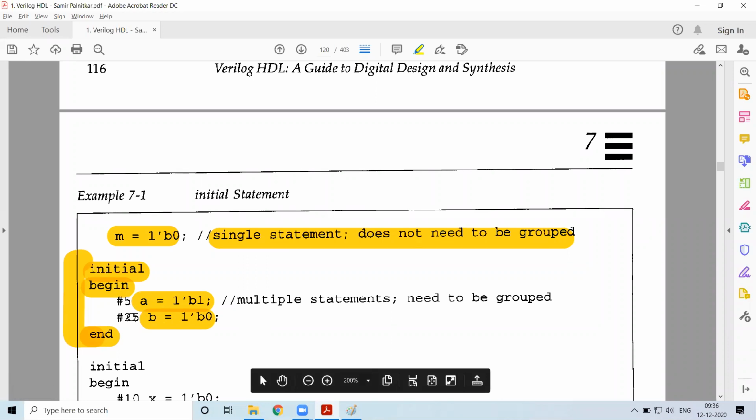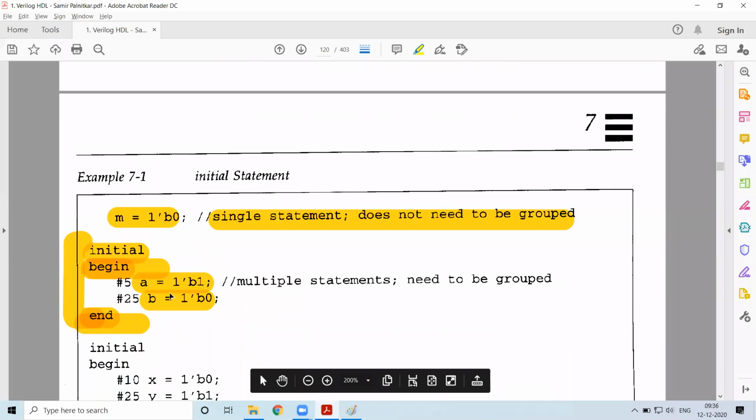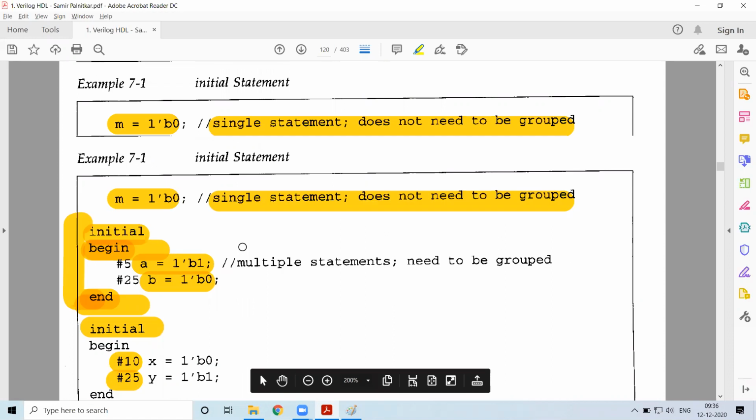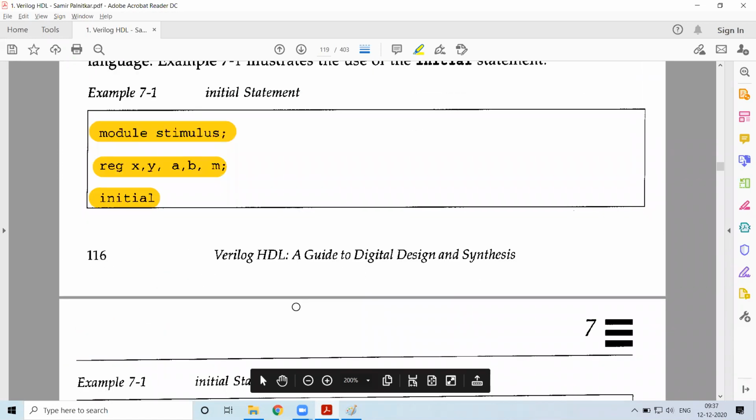If I have to specify that, I have to make use of the keywords begin and end. This gives an indication that these two statements belong to the entire initial block. Here we have just two statements. Here also you can see there is another initial block, and this is the delay we have specified. If you remember, these are the delays. After 50 time units, this finishes. So this is how it goes with the initial block.